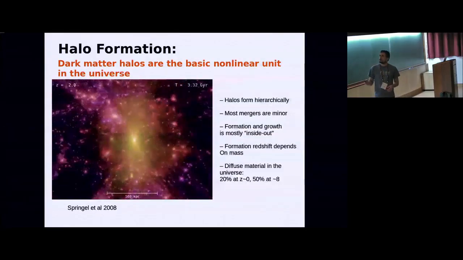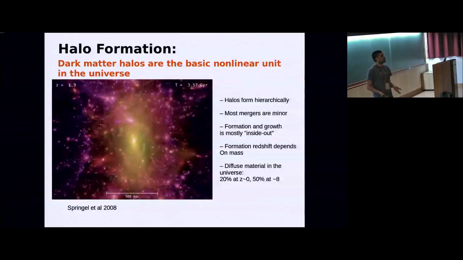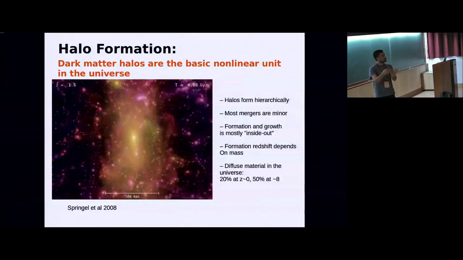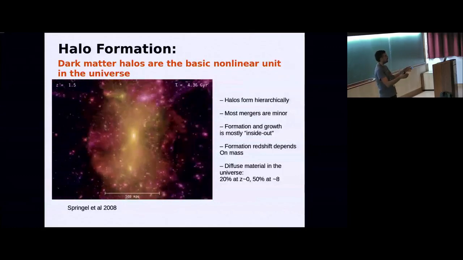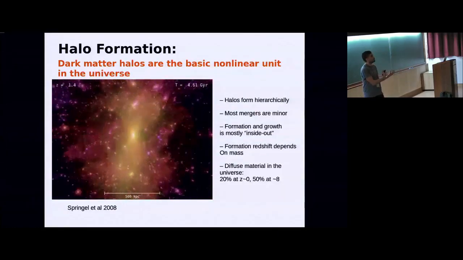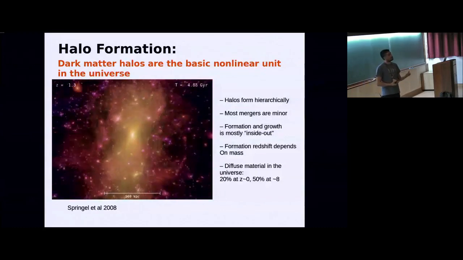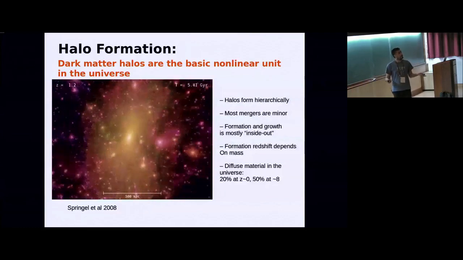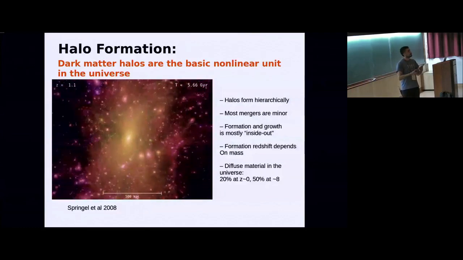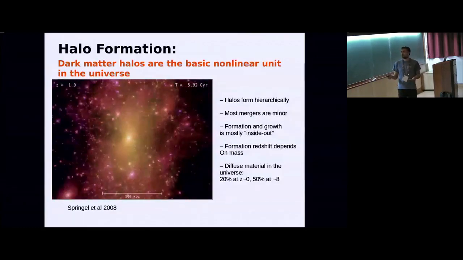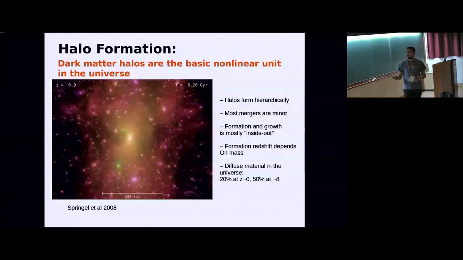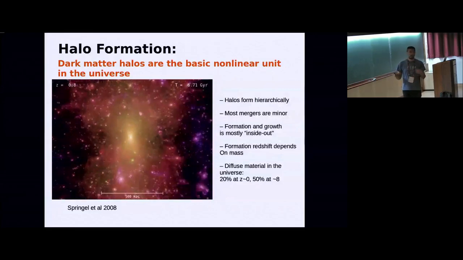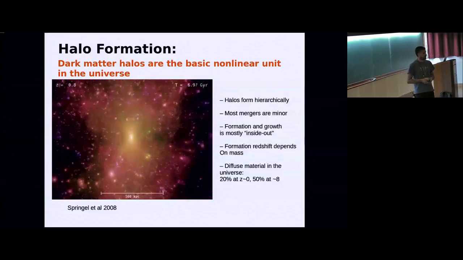So the formation redshift of halos depends on their mass. Even at redshift 0, high-mass halos have a low formation redshift, while low-mass halos have a high formation redshift, and that's why they tend to be denser. They also host older galaxies. But not all the material in the universe is in the form of halos. Actually, at high redshift, around redshift 8, 50% of the material is not in halos. And even at low redshift, around 20% of the material is still not in halos.